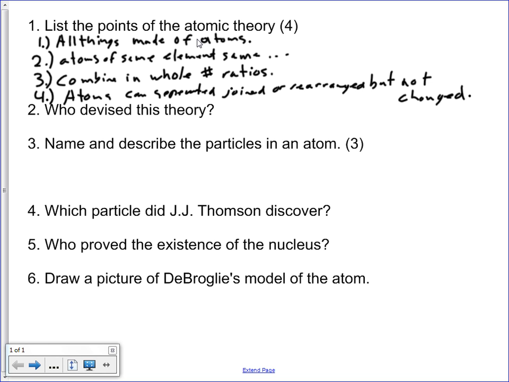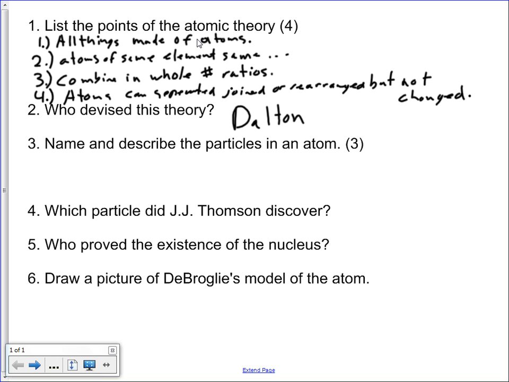Who came up with those 4 points? Dalton, right. 1 mark for Dalton. They don't even have to have his first name as long as they have his last name. Yes, that's fine. For number 3, name and describe the particles in the atom.